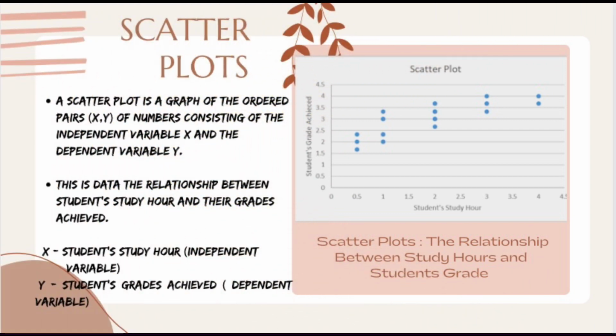Scatter plots. A scatter plot is a graph of the ordered pairs (x, y) of numbers consisting of the independent variable x and the dependent variable y. This is data showing the relationship between students' study hours and their grades achieved. X refers to student study hours, which is the independent variable, and y refers to grades achieved, which is the dependent variable. And then the graph shows the relationship between study hours and student grade.